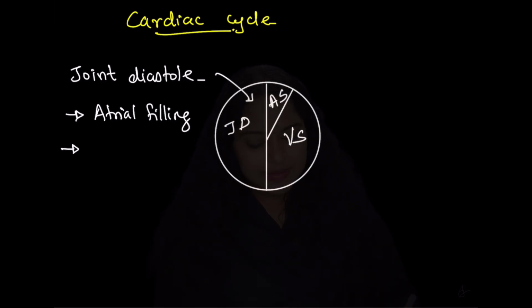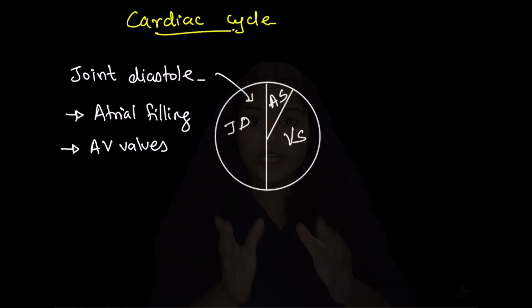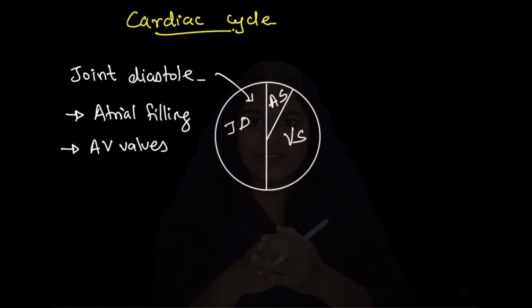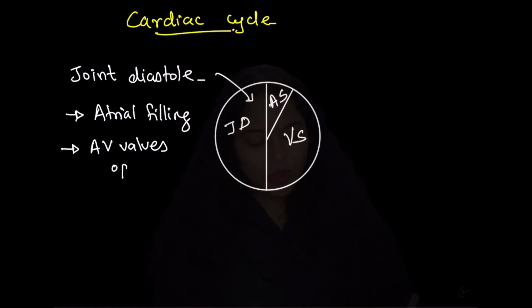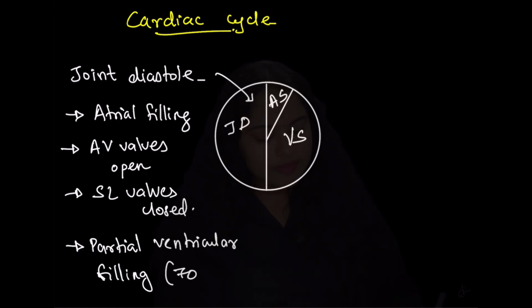So at this time, the AV valves, what are AV valves? The tricuspid and bicuspid valves, which are present in the atrioventricular septum, are called the AV valves. The AV valves will be open and the semilunar valves will be closed. Since the AV valve is open, partial ventricular filling will take place. So 70% of the ventricle will get filled at the time of joint diastole.